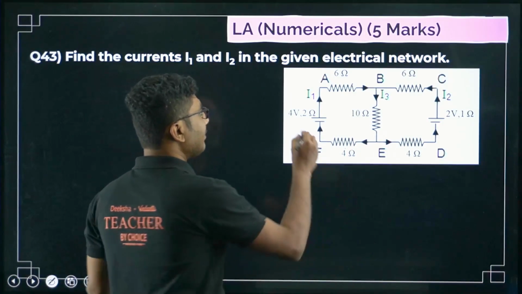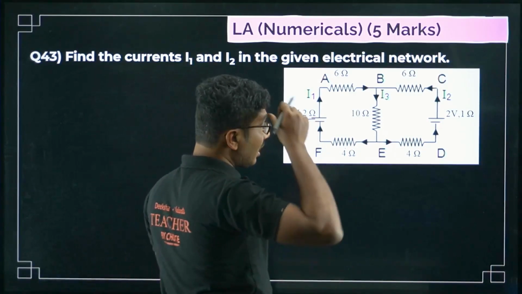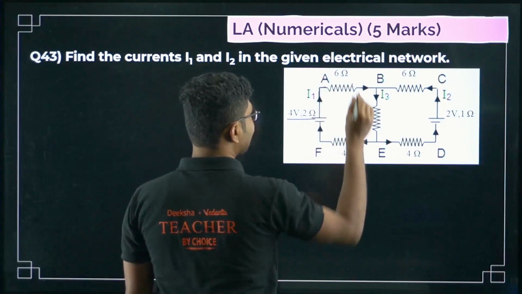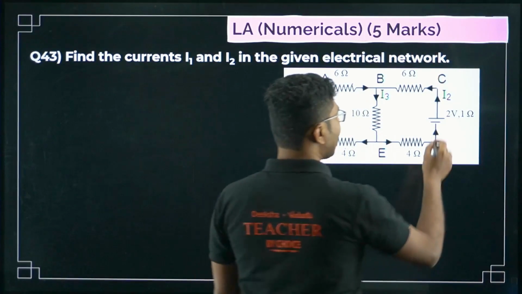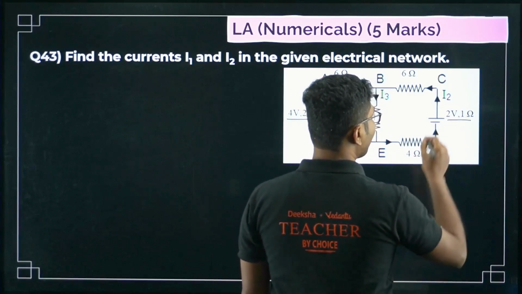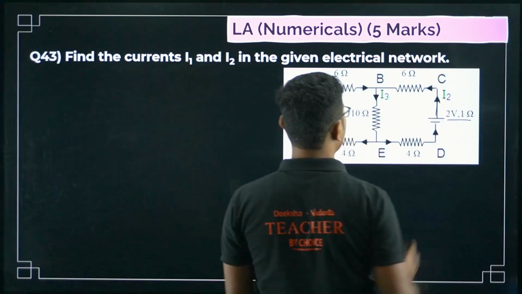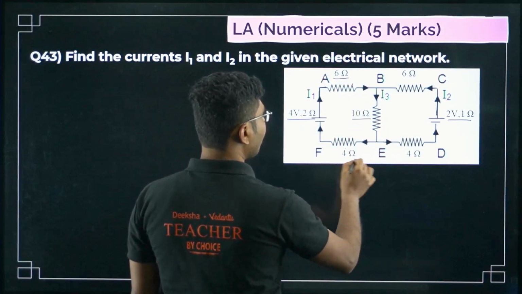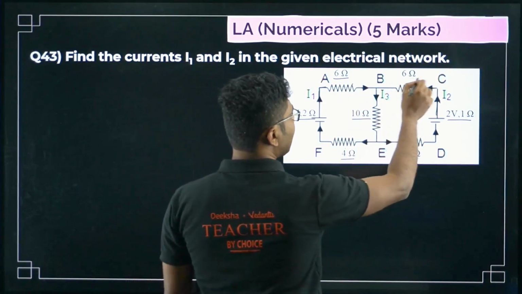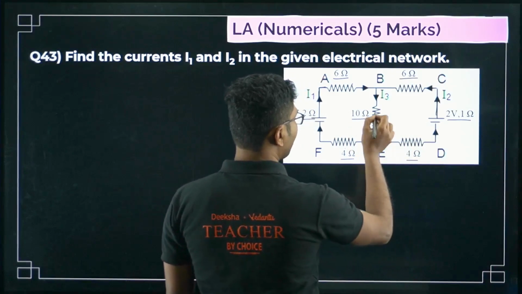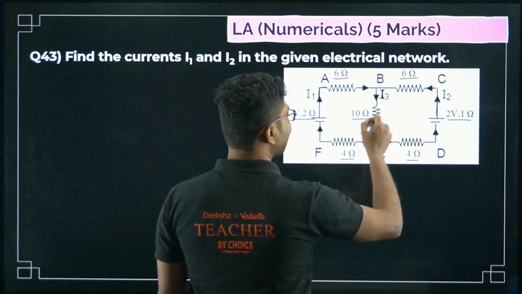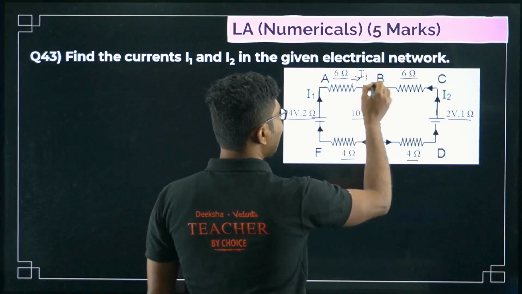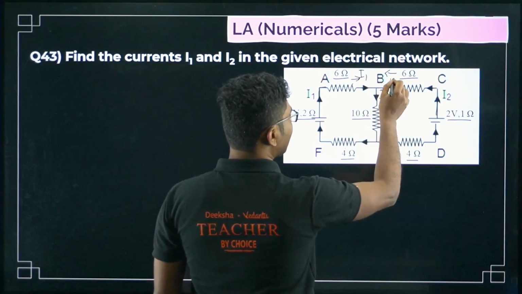Here we have a 4 volt, 2 ohm battery, and it is sending current in this direction. Here we have another battery, 2 volt, 1 ohm, and it is sending current in this direction. Here the resistances are 6 ohm, 10 ohm, 4 ohm. Here the resistances are 2 ohm, 4 ohm and 10 ohm. Now I3 is basically at the junction. So I1 is entering from this side, I2 is entering from this side.